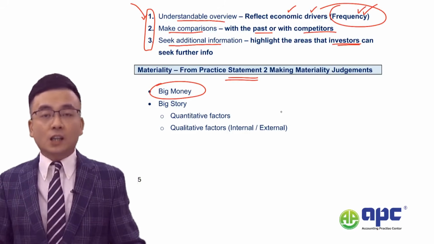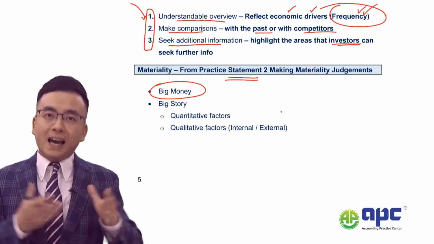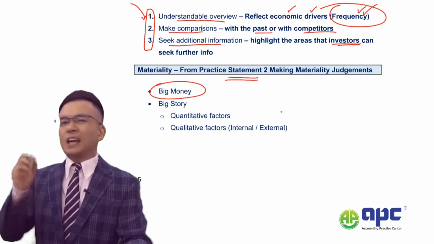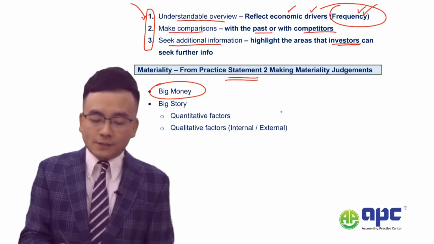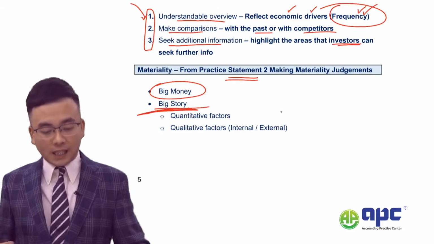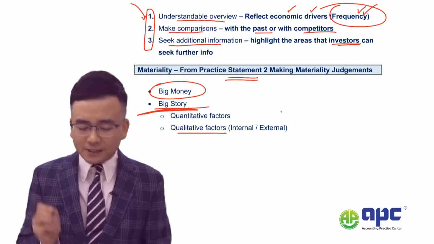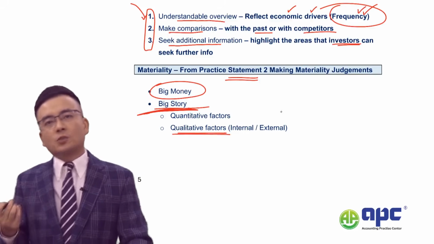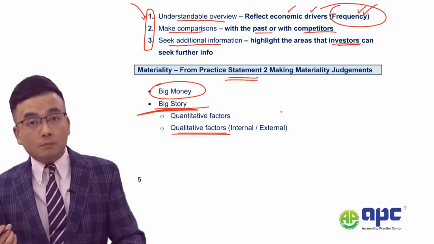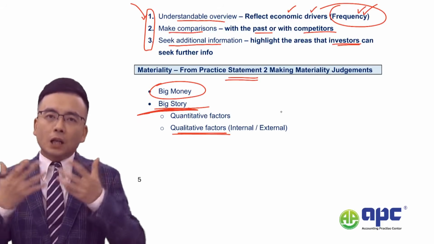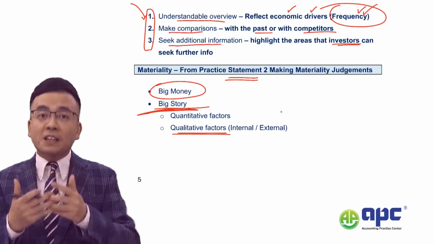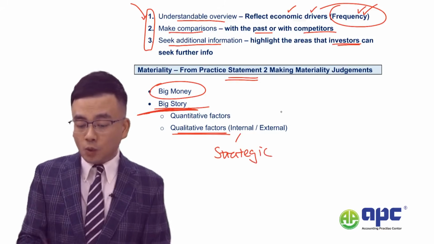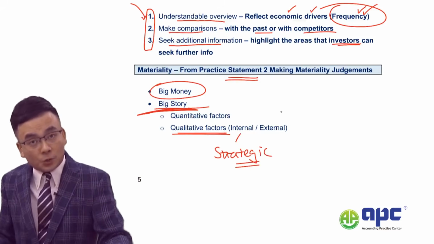We've got a fintech company developing its own AI platform, spending, let's say, $30,000 on that. Although the amount is not big money, it did tell a big story. The reason is that it really considers the qualitative factor. Think about it in this way: the AI platform, or the artificial intelligence platform, will be closely linked with the fintech company's strategy. So in other words, it's meeting a qualitative factor in terms of the internal side.